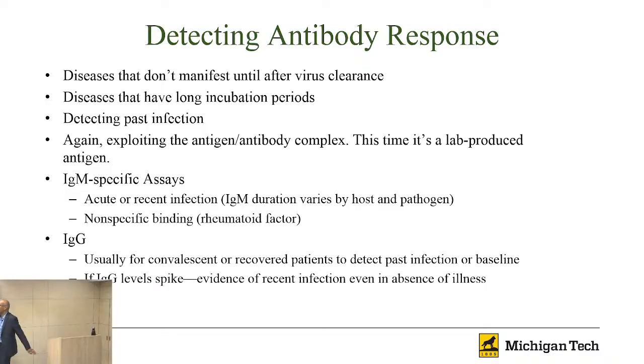Another is IgM specific assays, which detect mostly IgM. In a lot of viruses, we talked about how IgM comes first and IgG comes later. So that's why, when it is a recent infection, you detect IgM. Later on, you see IgG.